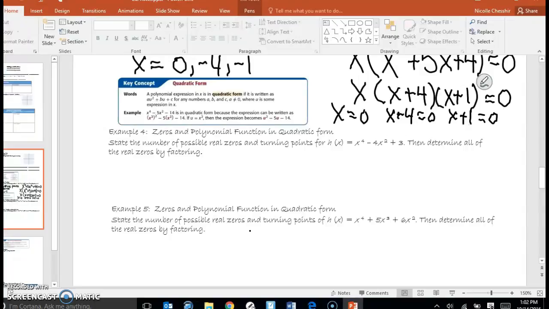So zeros in polynomial functions in quadratic form: state the number of possible real zeros and turning points. Here we have h of x equals x to the 4th minus 4x squared plus 3. Then we're going to determine all the zeros by factoring. So looking at this, what's our highest power? 4. So how many turning points can we have? 3. And at most 4 zeros.